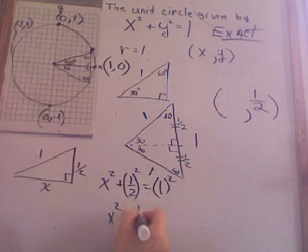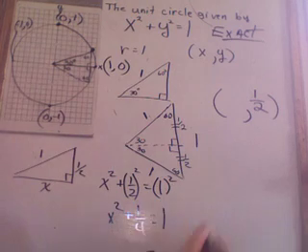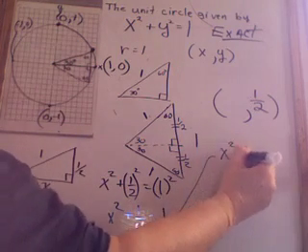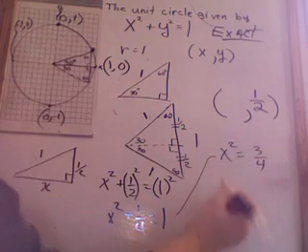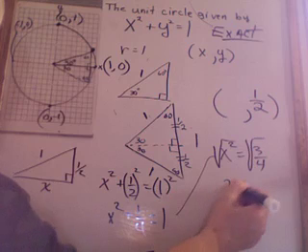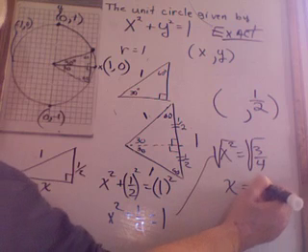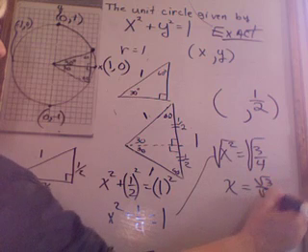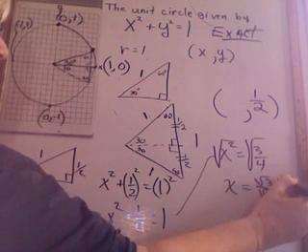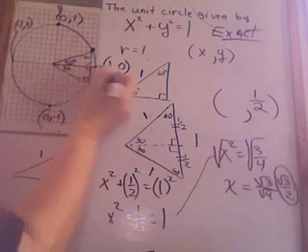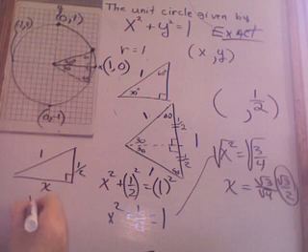X squared plus a fourth equals 1. Subtract a fourth from each side. X squared equals 3/4. Let's take the square root of both sides. And remember, we're going to use just the positive square root because we're talking distance. So x equals square root of 3 over square root of 4. How about square root of 3 over 2? There we go. So this distance, the bottom distance, is root 3 over 2.